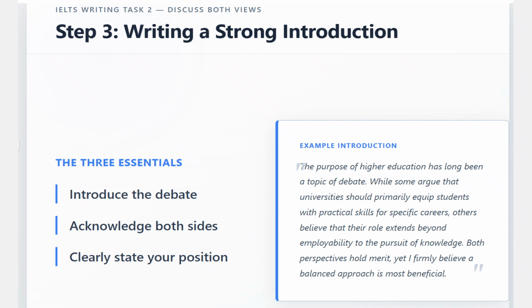For example, you could say, "The purpose of higher education has long been a topic of debate. While some argue that universities should primarily equip students with practical skills for specific careers, others believe their role extends beyond employability to the pursuit of knowledge. Both perspectives hold merit, yet I firmly believe a balanced approach is most beneficial."